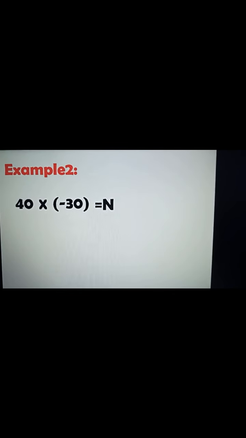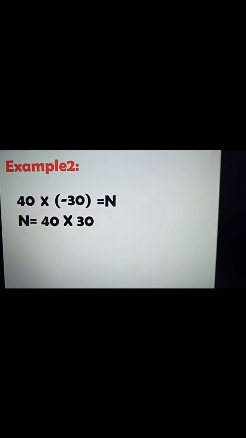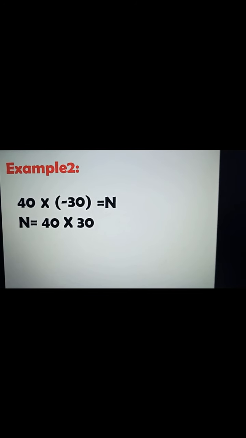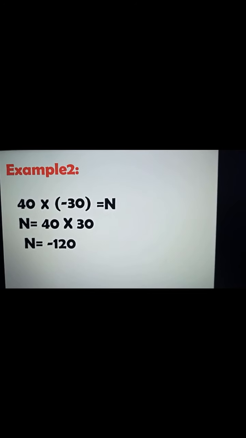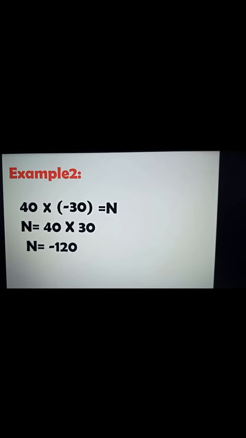Another example. 40 times negative 30 is equal to n. Find the absolute values. The absolute values of 40 and negative 30 are 40 and 30. Copy the multiplication sign. Then to find the product again, just multiply the two numbers. 40 times 30, the answer is 1,200. Then copy again the negative sign. So the final answer is negative 1,200.